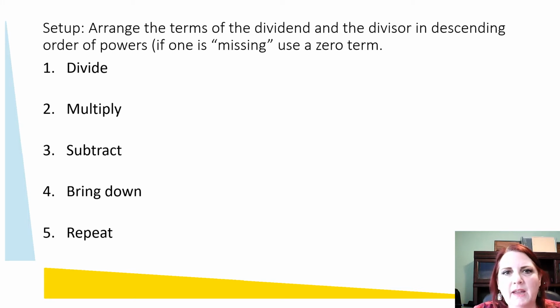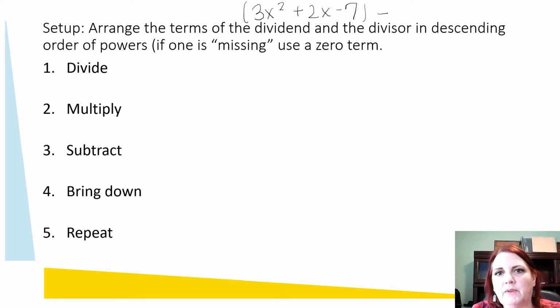Now, let me give you an example of these two terms. If I have something like 3x squared plus 2x minus 7, and this whole thing is divided by, I don't know, 3x plus 1, just making this up. This is the dividend right here, and what it's being divided by is the divisor, just so you know those vocabulary terms.